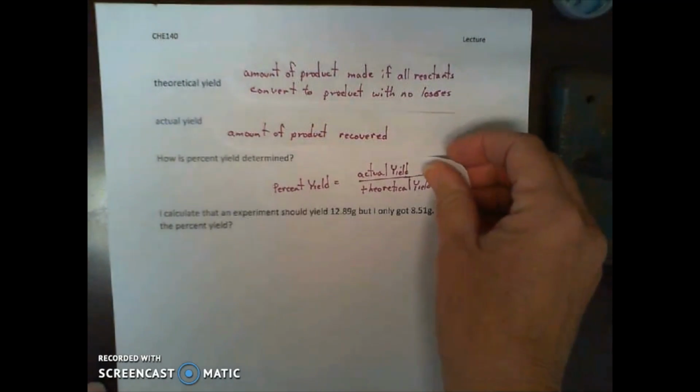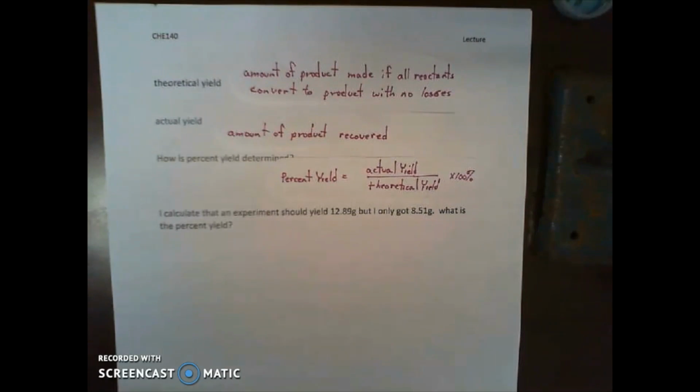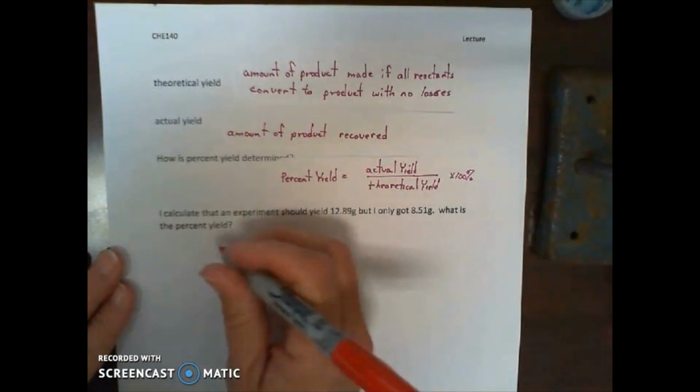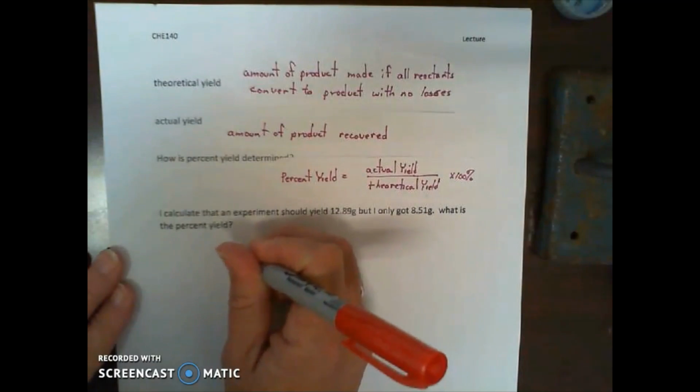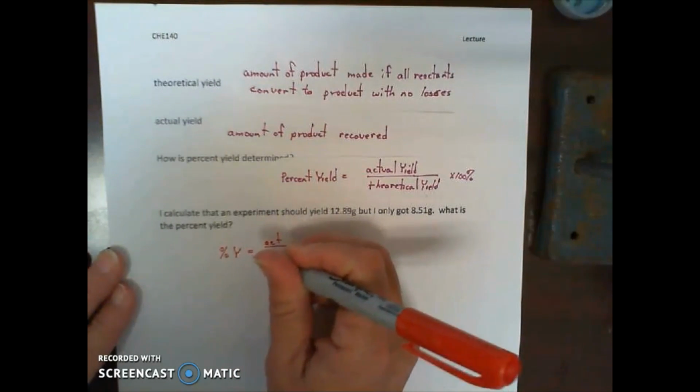The percent yield is determined by taking the actual yield and dividing it by the theoretical yield. So in the problem below, if I calculated that an experiment should yield 12.89 grams, but I only got 8.51 grams, what is the percent yield? Well, we'll use this equation that's right above, and we'll say that our percent yield is equal to the actual divided by the theoretical.